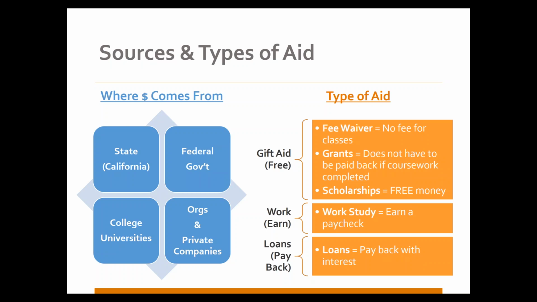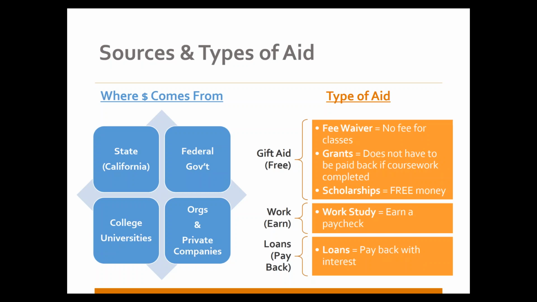So we have the gift aid, which is, of course, the free aid, which includes the fee waivers. Fee waivers can be third-party payments, fee waivers from a student's job, just any waiver that's going to cover their tuition fee. Then we have grants. The grants, of course, are funds that do not have to be paid back once coursework is completed. Then there's scholarships, which is part of the gift aid because it's the free money. And scholarships can come from outside organizations or within the university or community college.